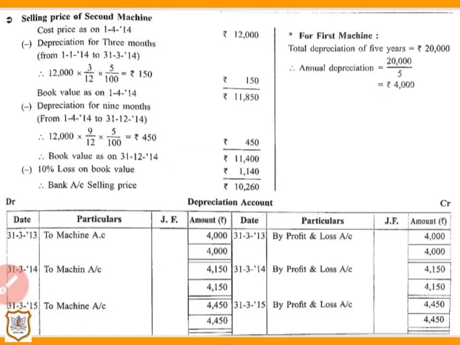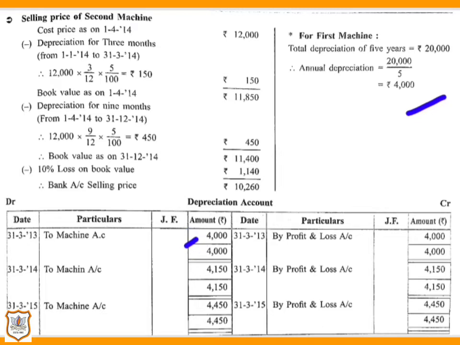So here for the first year, that begins from 1st April 2012 and ends on 31st March 2013. In this year, we had only the first machine, for which the depreciation amount was rupees 4,000. So here 4,000 will be recorded on the debit side of the depreciation account.